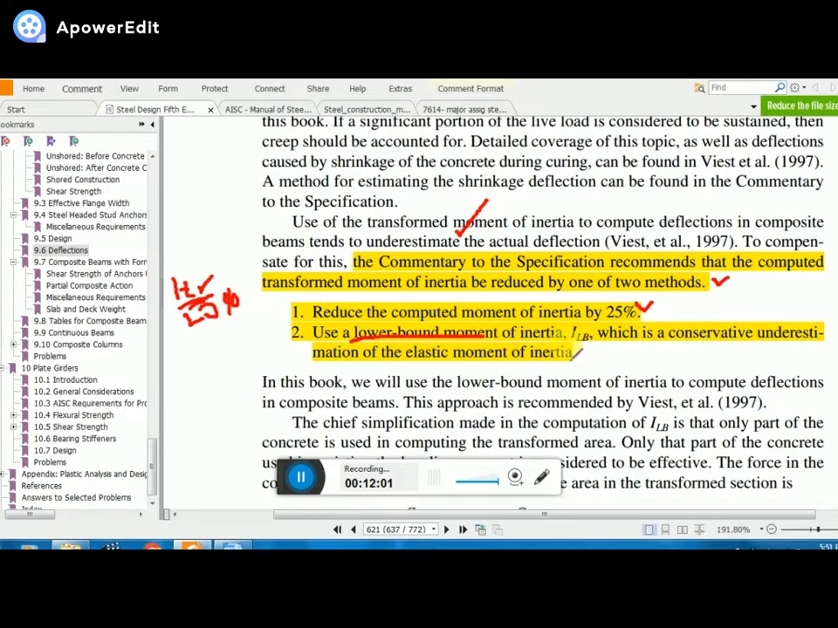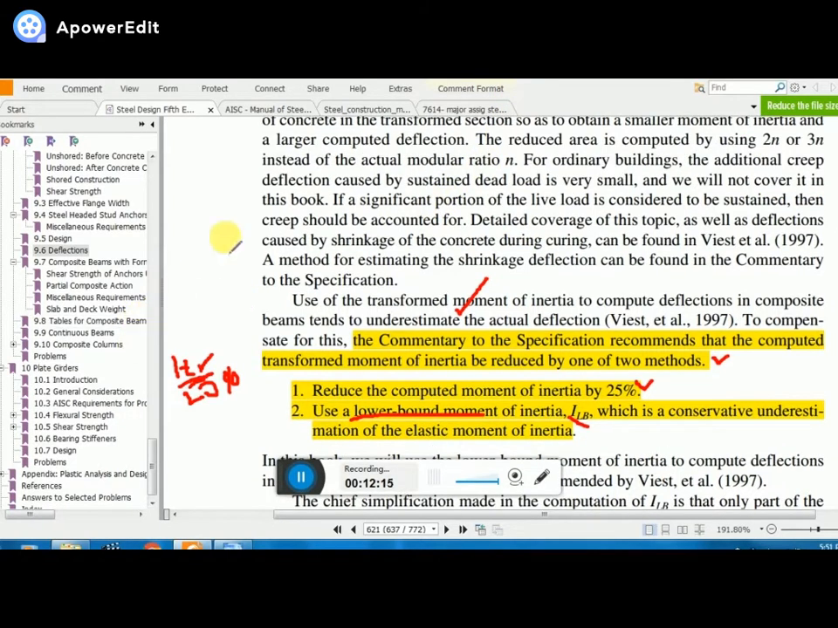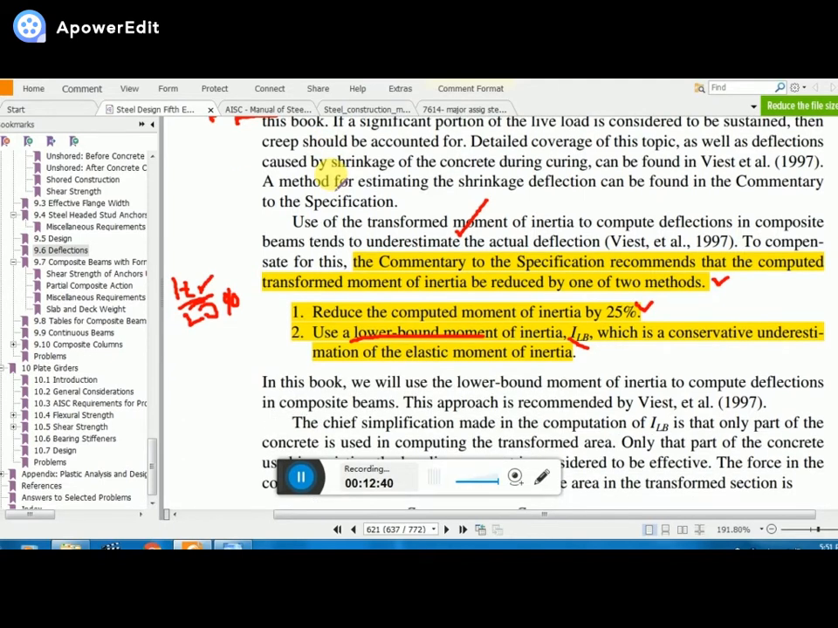So what is the lower bound moment of inertia? I_LB. In the lower bound moment of inertia, we calculate the area of the concrete section, which is at the top of the flange in a composite section. So we calculate the effective concrete area, that is, the concrete area which is effective and participating in taking the bending. We only calculate that area. And how to calculate that area?